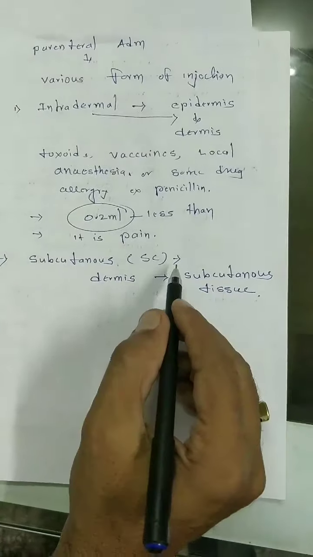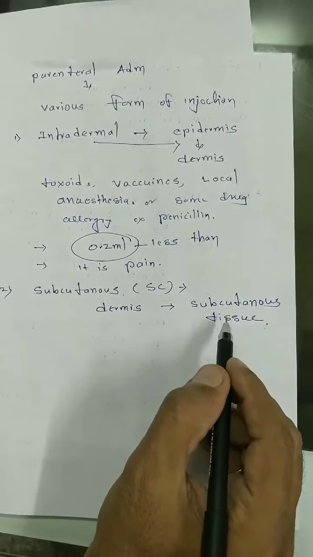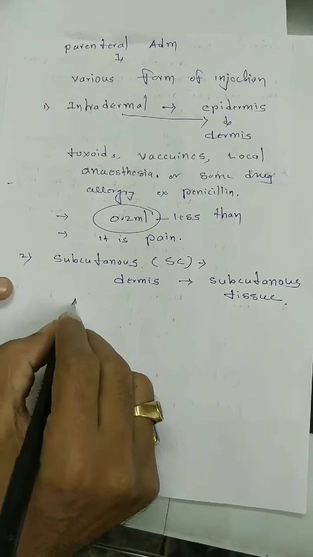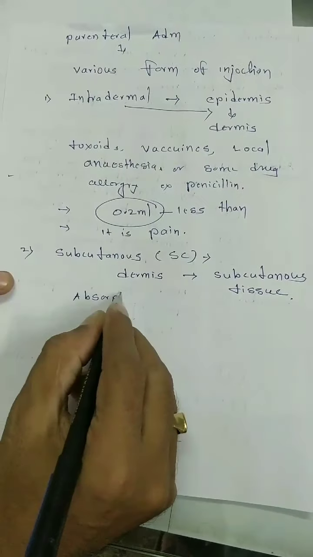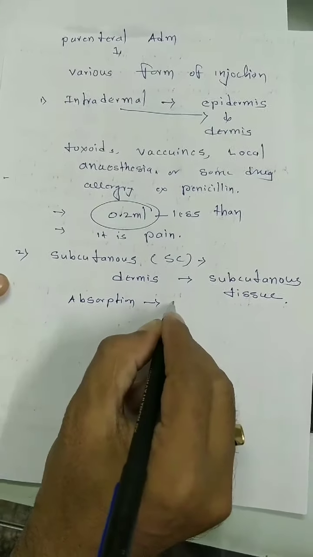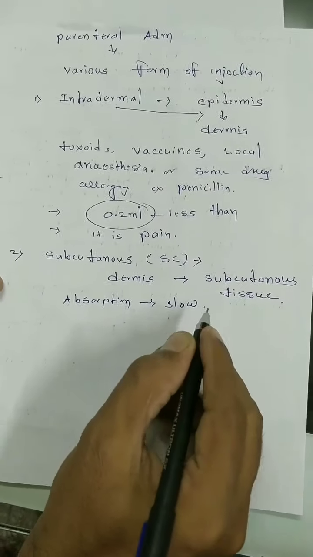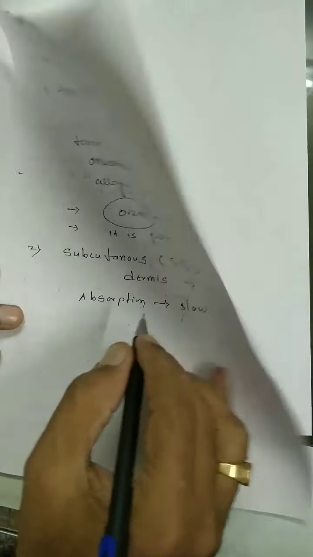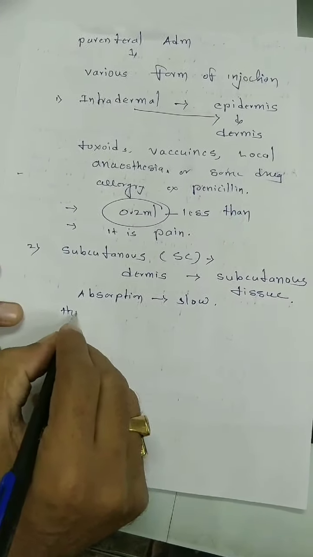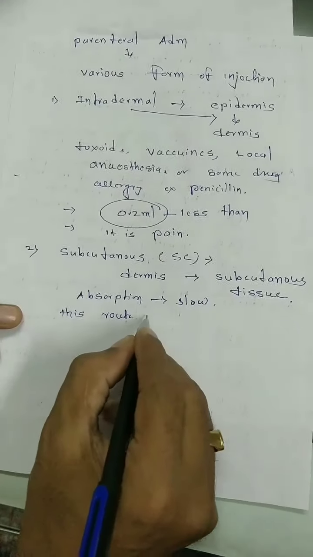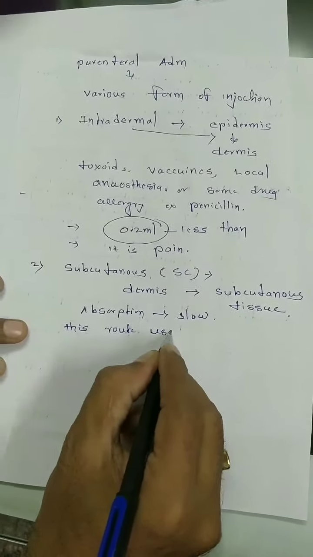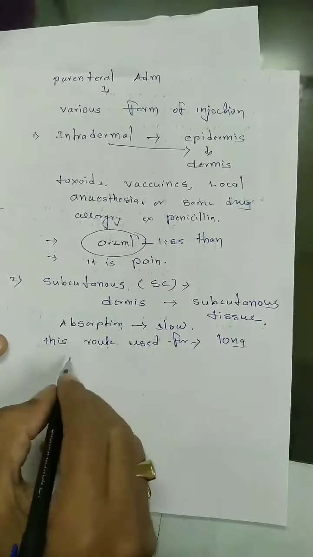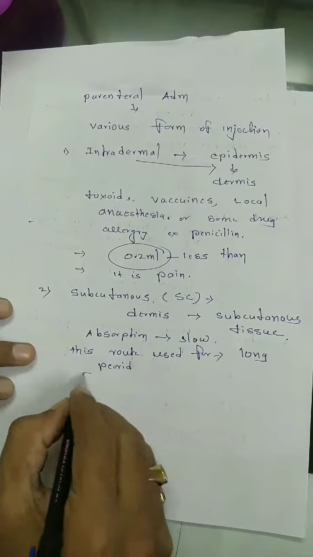The drug is administered under the dermis into the subcutaneous tissue. Absorption is very slow in this route. This route is used for drug release over a long period. That's important.